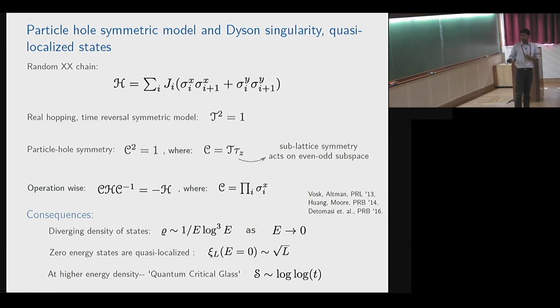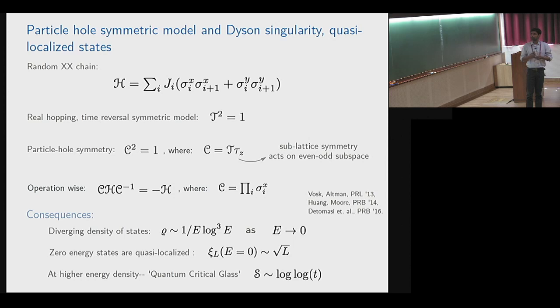And at higher energy density, there are real space RG calculations, excited state RG calculations, by Vosk and Altman and Wang and Moore, which show that the entanglement growth in this model has a log-log behavior, which is quite contradictory compared to the Anderson model, because the Anderson model will show no entanglement propagation, but already in the non-interacting model for this particular case, we will see log-log propagation. Okay, so all of this is kind of well understood.